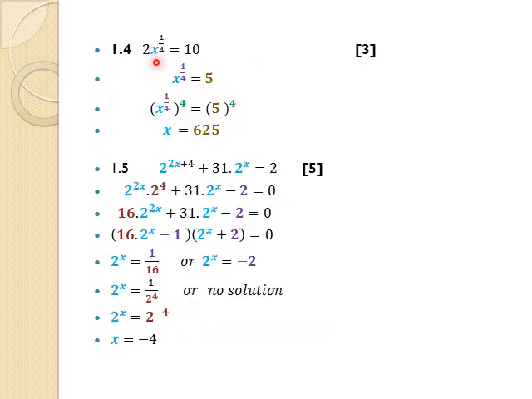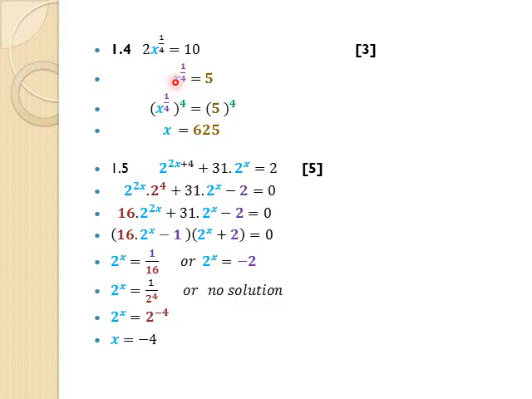Right, so in 1.4 we have an exponential equation. 2x to the power 1 over 4 equals 10. So I have to solve for x. So to solve for x, I'm first going to divide by 2. 10 divided by 2 would give me 5. So I have x to the power a quarter equal to 5.